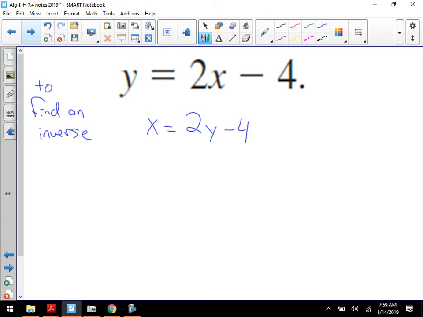So if I switch x and y, now I got to get y by itself. If I get y by itself, what do you have to do first? Add the 4, and then divide everything by 2. Those two functions are inverses of one another.